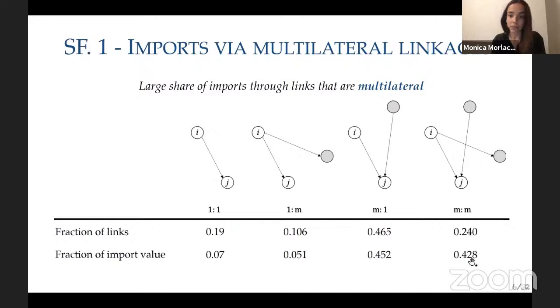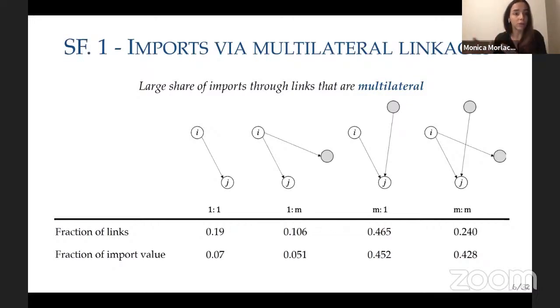25% of the links, but 43% in terms of value, involve exporters that sell to multiple importers and vice versa, importers that buy from multiple exporters. So what I want you to take from these pictures is that, again, the heterogeneity that is involved in these links seems to be quantitatively important in terms of total value of imports. And so it's something that needs to be taken into account when thinking about price dispersion.